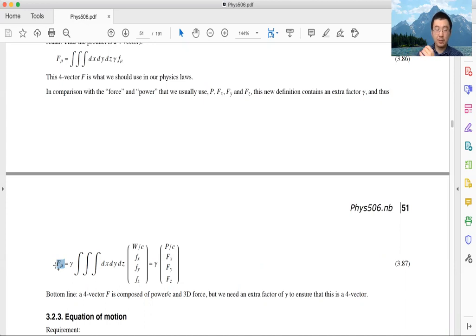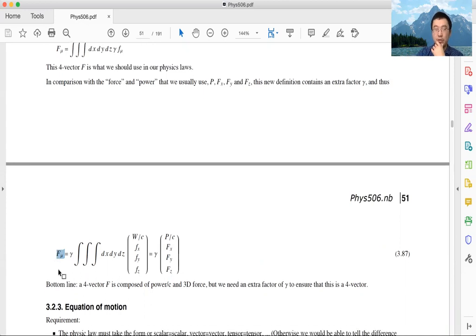So the bottom line: when we do equation of motion, whenever we need force, we should replace the conventional definition of force with this 4D vector of force. And this 4D vector of force will allow us to write down equation of motion in the structure of scalar equals scalar, vector equals vector, and tensor equals tensor. I think this is a good point to stop.